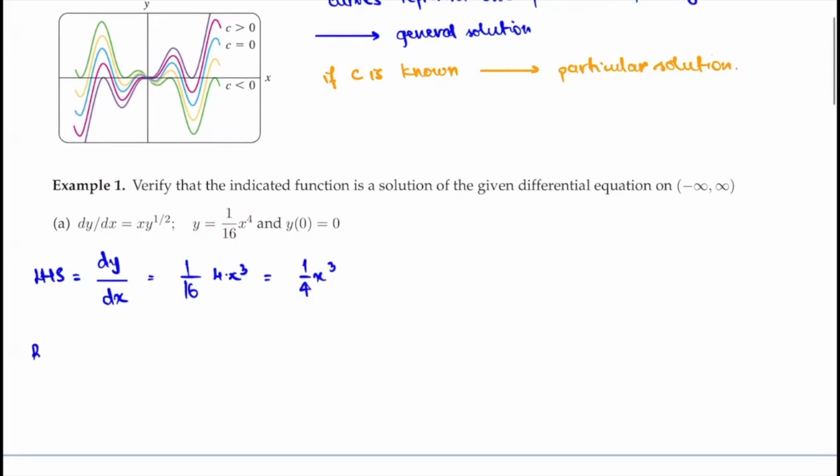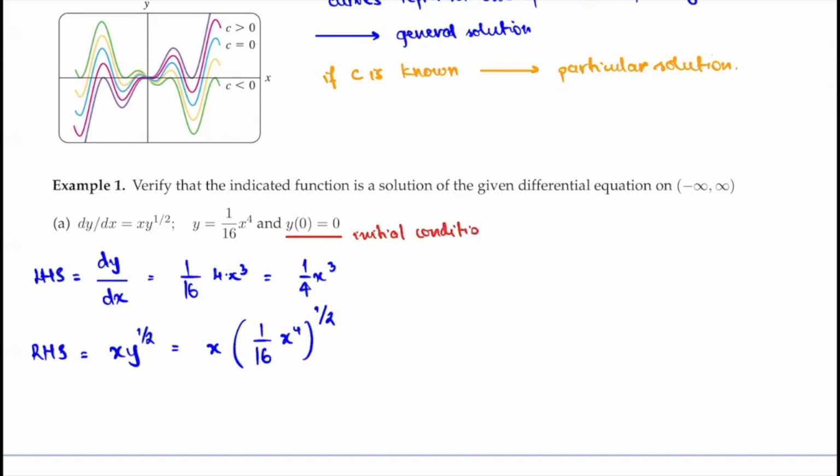Now for the right-hand side, you get x times y to the 1/2, the square root of y. And y is equal to 1 over 16 times x to the fourth. So it's x times the square root of 1 over 16 times x to the fourth. Because the initial condition here is at x equal to 0, we don't have to worry about a negative value out of the square root. When you take the square root of 1 over 16 times x to the fourth, you get 1 over 4 times x squared. Then x times x squared gives x cubed. So 1/4 times x cubed.